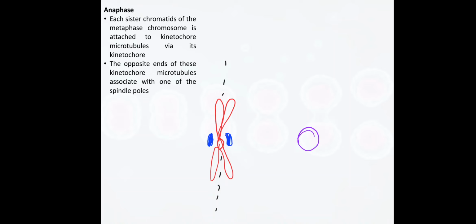Each sister chromatid of the metaphase chromosome is attached to the kinetochore. To draw this, there is a chromosome aligned at the metaphase plate, and there is a kinetochore present at the centromere in close proximity, and there is a spindle pole here and a spindle pole here, helping the microtubules to protrude out.